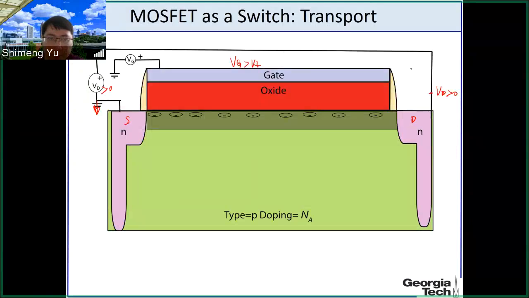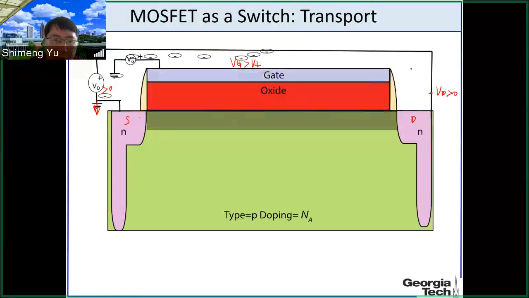So let's look at this animation. So here you have electrons, and the electrons can move under the electric field. This is due to the drift. And then the electrons will move counterclockwise. This is because electrons go to higher potential, right? So the drain is higher potential.